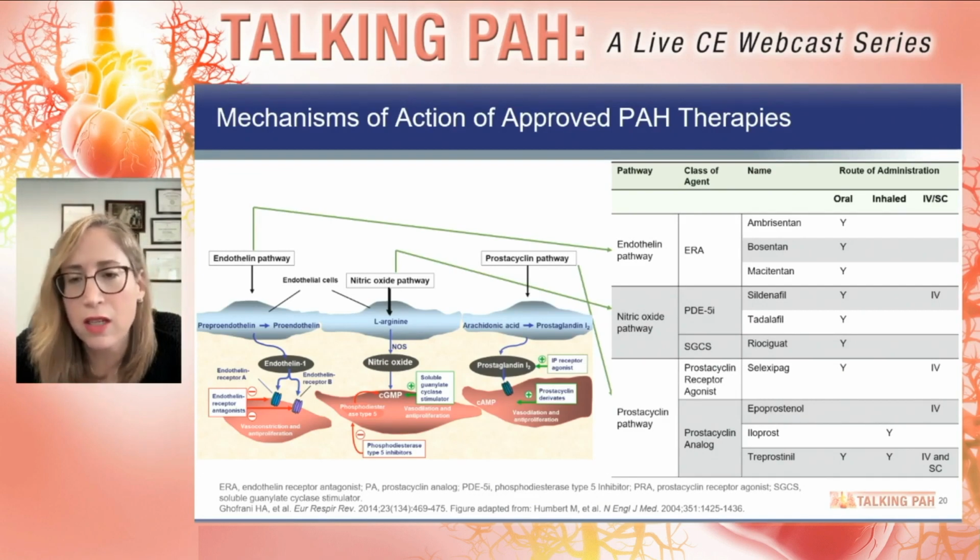You can also see what's available oral versus IV. The oral and IV are sildenafil and selexipag. Iloprost is actually inhaled, and it is IV in some countries. We should actually update that. And treprostinil is all three: oral, inhaled, IV, and even sub-Q.